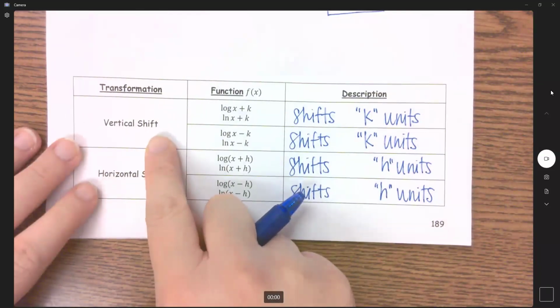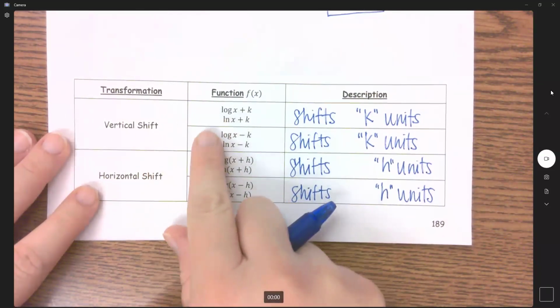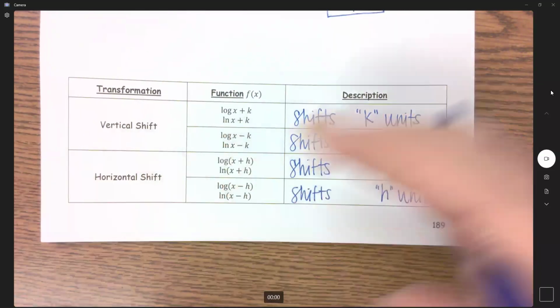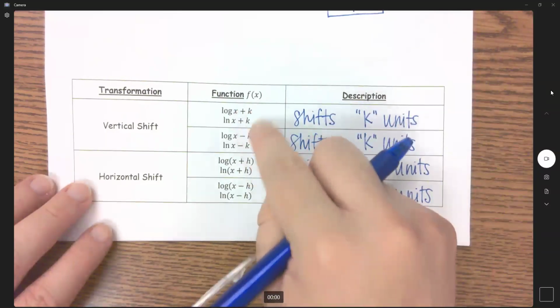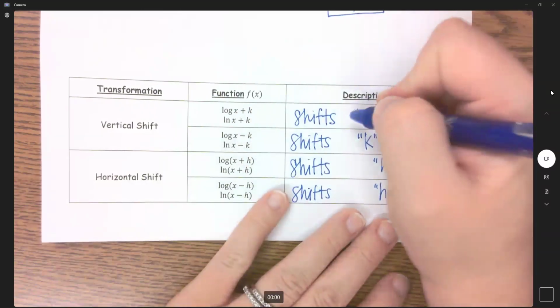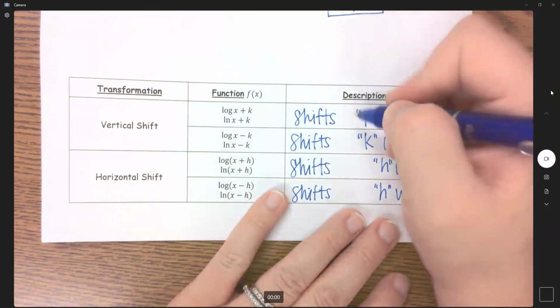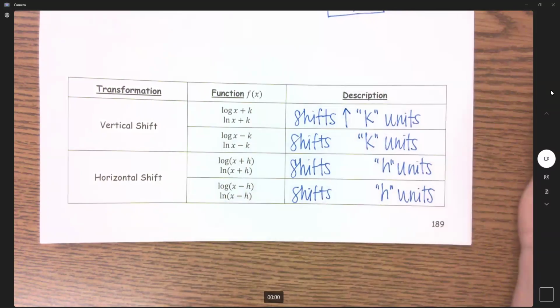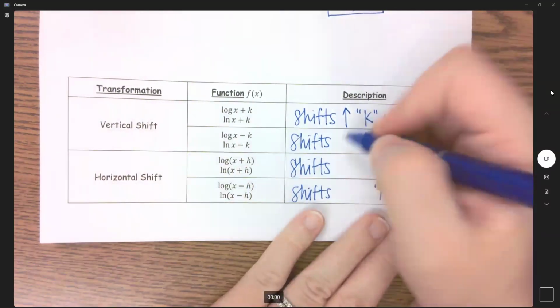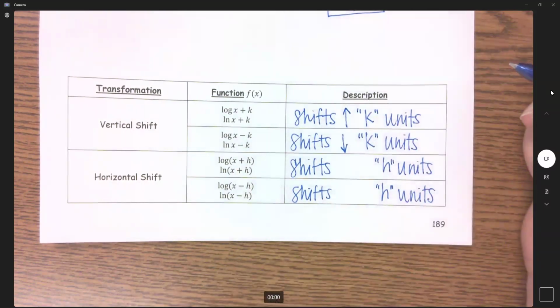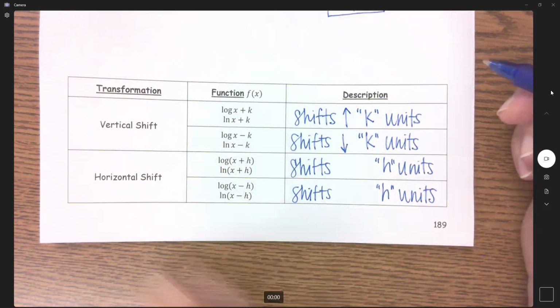So my vertical shift, when I have a log, whether it's a common log, a natural log, or any log with any base, and we add k to the end, this shifts up k units. When I have a log and I subtract k, it goes down k units. So outside, same. Plus is up, minus is down.